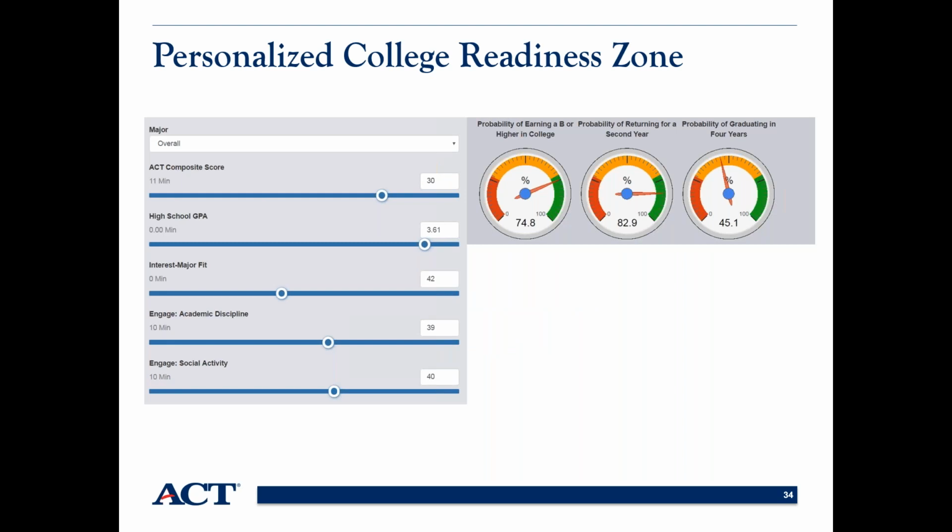Great, thanks, Jeff. We wanted to use the remainder of this presentation to demonstrate some prototypes of user tools that we've started to build here at ACT, which really embody this notion that multiple measures lead to more personalized feedback and insights. So the first tool is what I'm referring to as the Personalized College Readiness Zone.